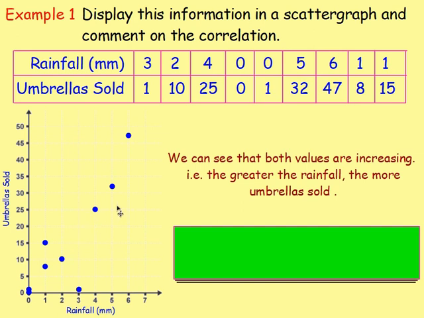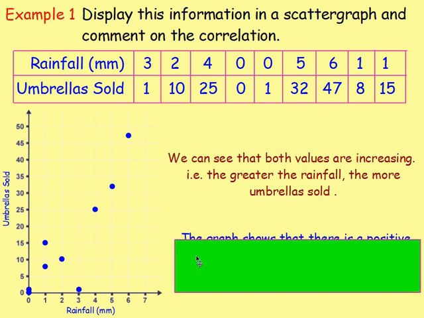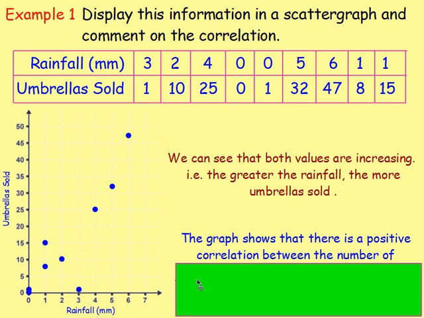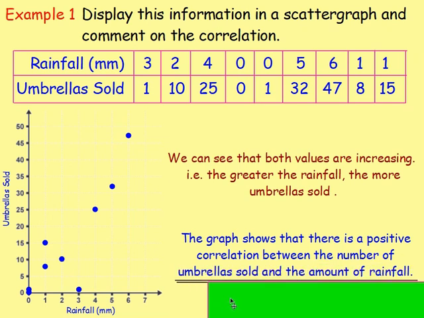And that makes sense because if you think about it, if there is more rain outside, then there will be more umbrellas sold. So the comment that you would write down would be, the graph shows that there is a positive correlation between the number of umbrellas sold and the amount of rainfall. And that is all you would have to do for that question.